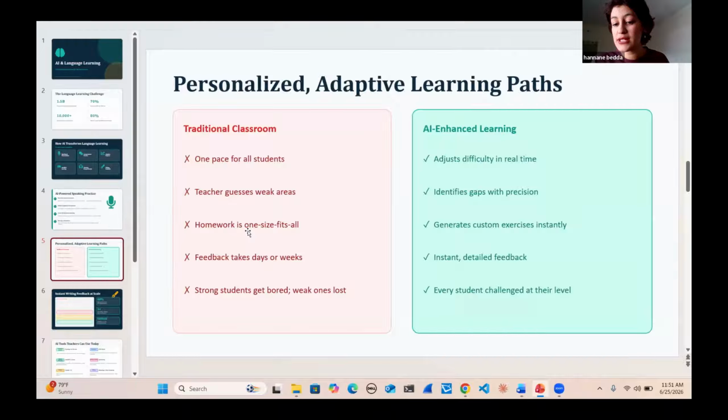Here with AI, we generate custom exercises instantly. Now, feedback takes days or weeks. Sometimes it comes with the exams or midterm exams, in which you can know your weaknesses. With AI, it's instant and detailed feedback. So you can guess, for example, you made a mistake in grammar, the present or the past tense, so you immediately get the correction. Lastly, strong students get bored and weak ones are lost in most cases. So here with AI, every student is challenged at their level.